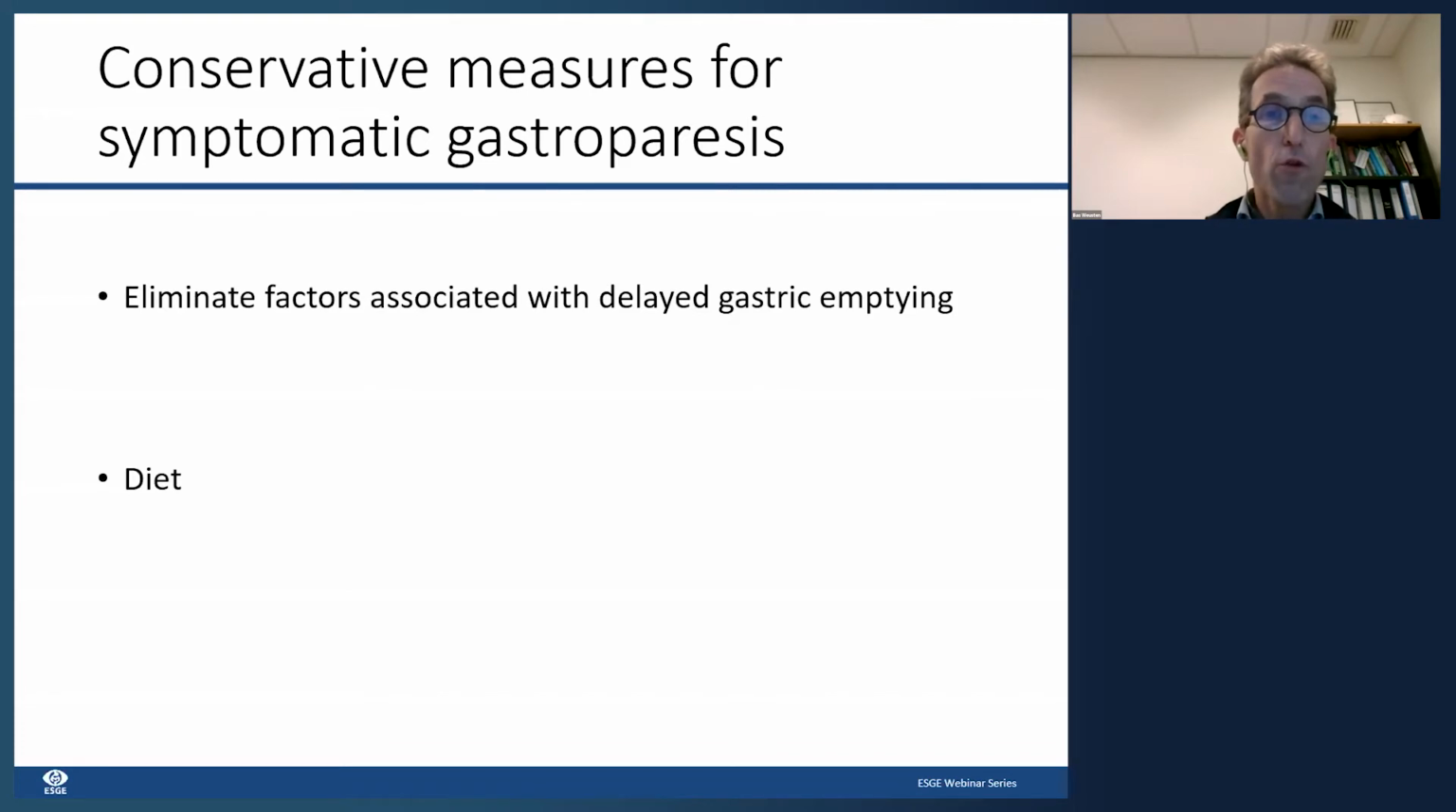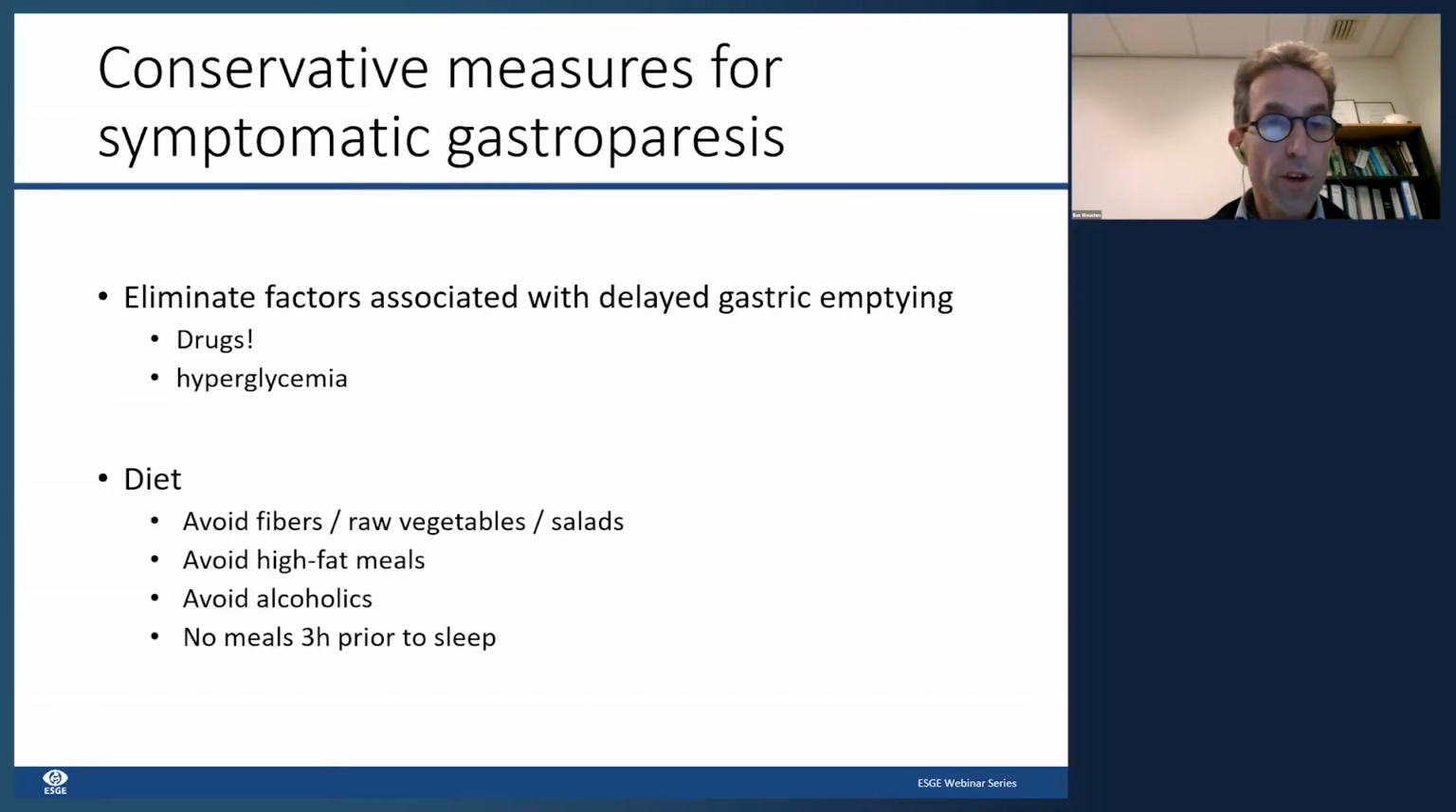There are several conservative measures you can take when you face a patient with gastroparesis. And first is that you should eliminate factors associated with the delayed gastric emptying. Very important. Please review the medication the patient takes, and also, if a patient is diabetic, control the hyperglycemia. That's the first step.